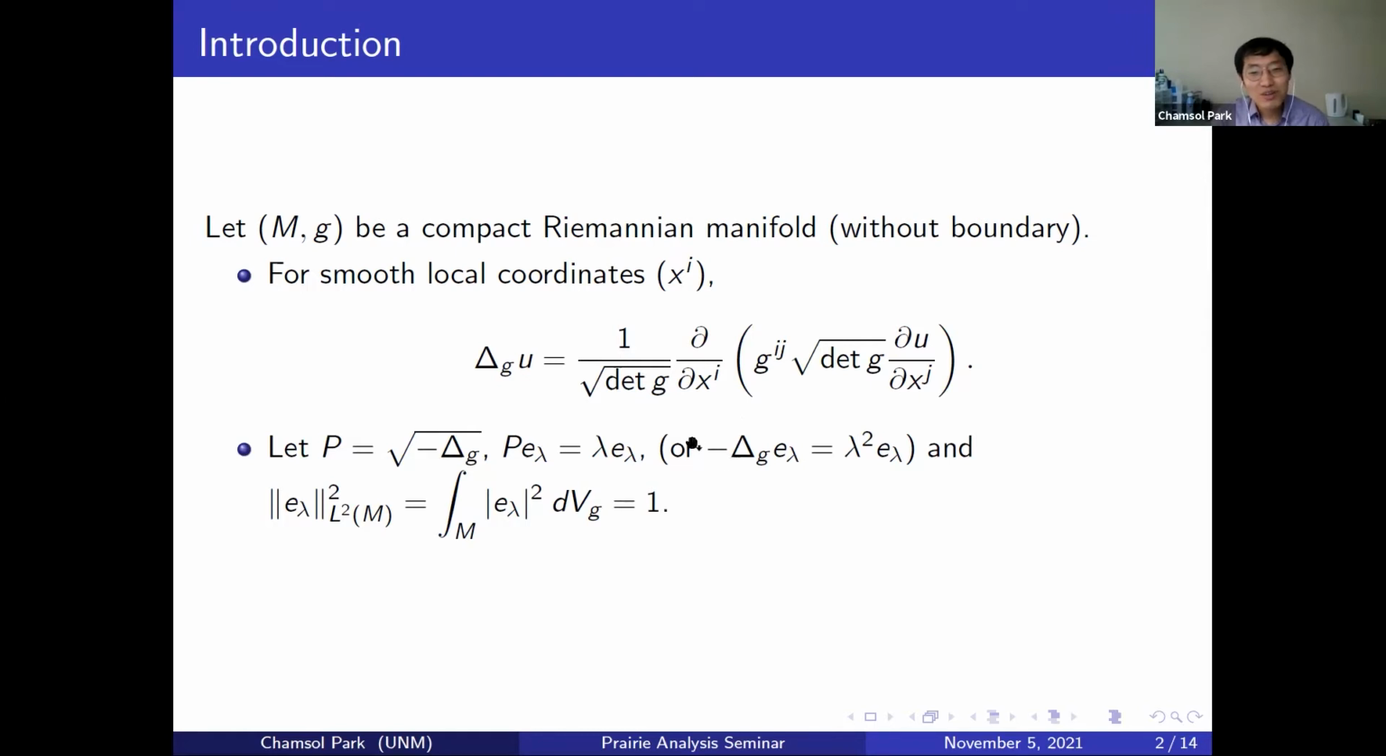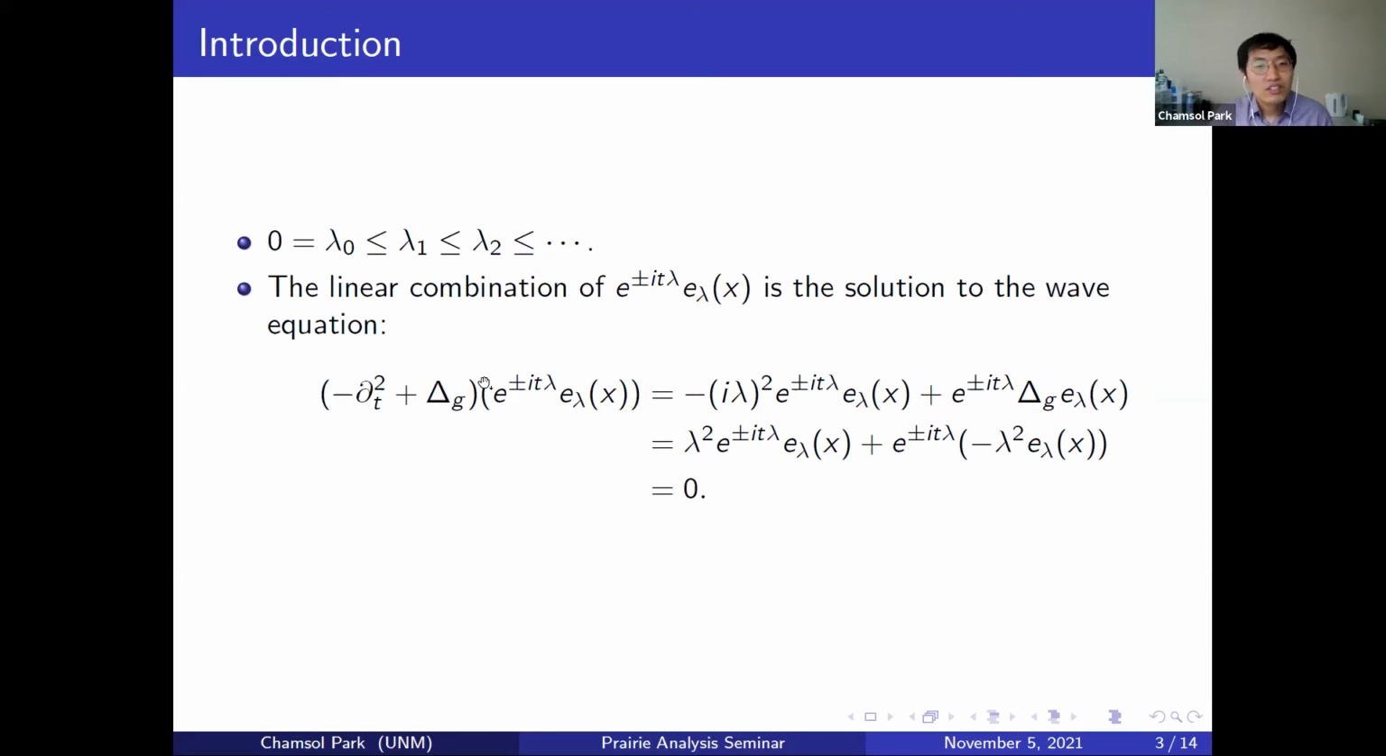In this talk, I'm really interested in the minus Laplace-Beltrami operator, specifically its eigenfunctions. In our talk, e_lambda is an eigenfunction of the Laplacian, so that minus Laplacian acting on e_lambda is lambda squared times e_lambda, so lambda squared is the eigenvalue associated with this eigenfunction. For simplicity, let us say that P is defined to be the square root of minus Laplacian, so that P acting on e_lambda is lambda times e_lambda. And for simplicity as well, let's say that e_lambda is L2 normalized over the full manifold. By compactness, it is known that the set of such lambda is discrete, so that the one and only limit point of this set is plus infinity.